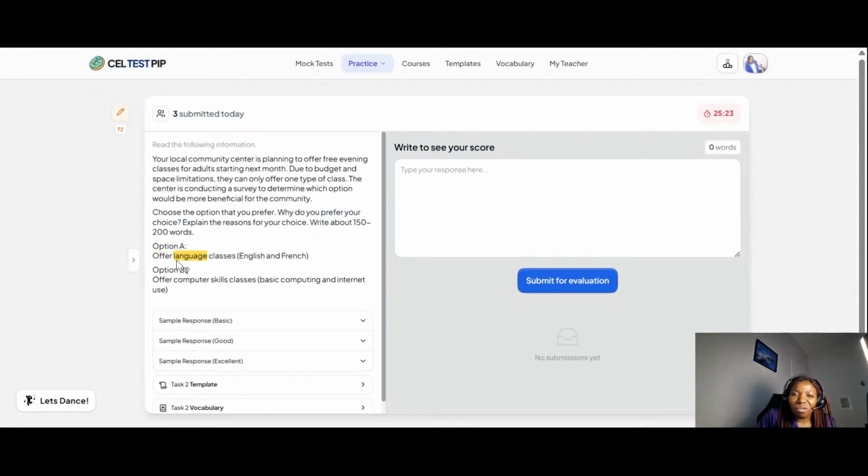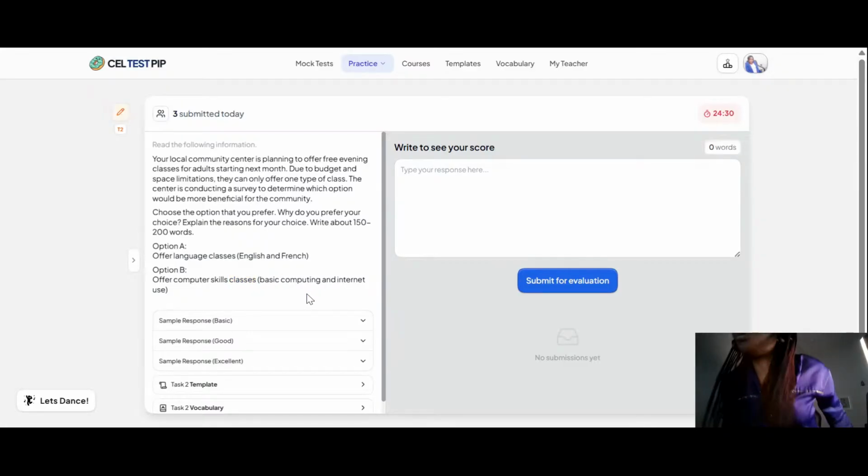Why do you prefer your option? Offer language classes or offer computer skill classes? Which one will be more beneficial to your community? Apply this question to your own community, because you may be in Ghana or any other country. So think about your community. If they offer language classes, it might not be English, just limit it. What are the benefits? Or if they are offering computer skills classes, what are the benefits to your local community?